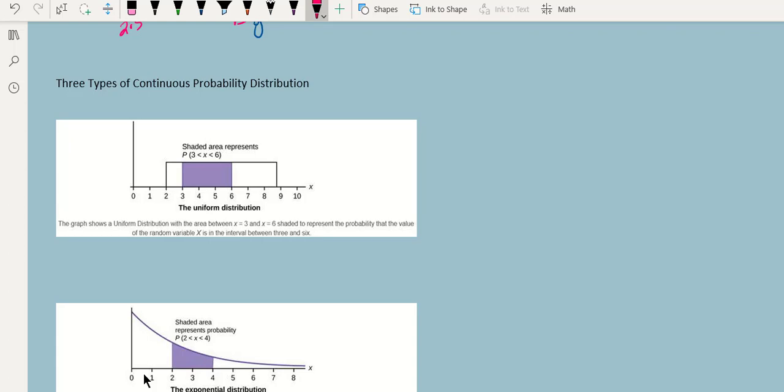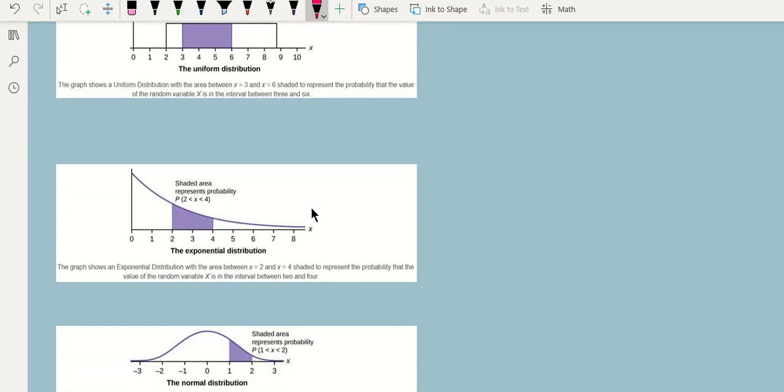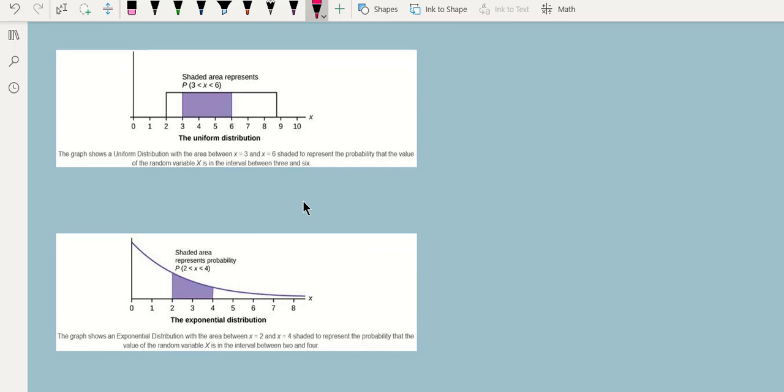And a uniform distribution looks just like this. It's a box shaped, right? And we want to find the area in between the shaded numbers, right? It's a box. That's the best way I can put it. Okay, so the uniform distribution looks like this.